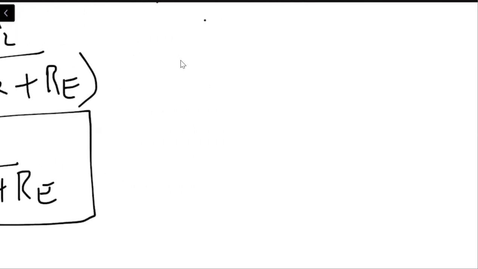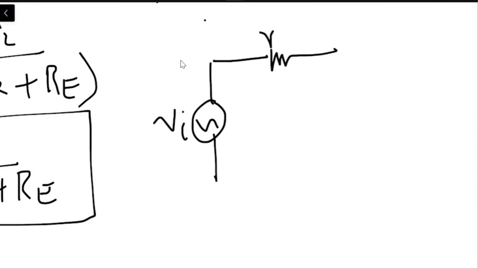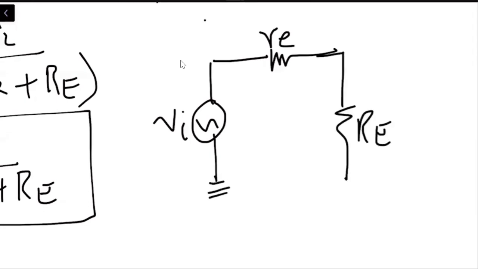Right? So from here, let's suppose this is the input VI, then we have small re, and then capital RE, right? Let's suppose the current flowing over here is IE. Are you with me? Is everyone fine?